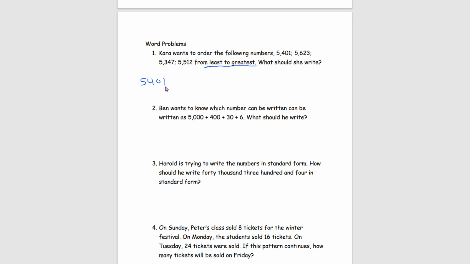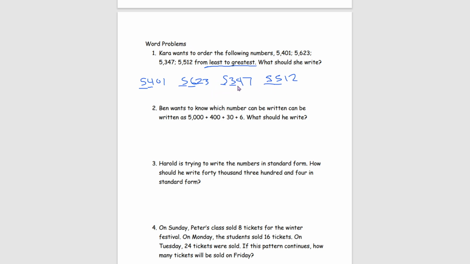So we have our first number of 5,401. We have 5,623. We have 5,347, and we have 5,512. Since we're trying to get least to greatest, we already know that all of our first digits are 5, 5, 5, and 5. So they all start with 5, and now we're going to compare their hundreds place numbers instead. So we have a 4, a 6, a 3, and a 5.